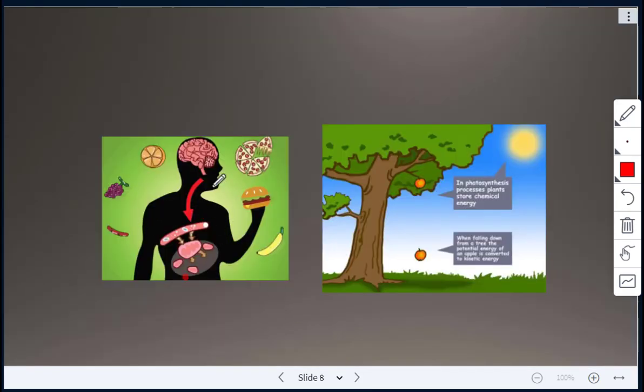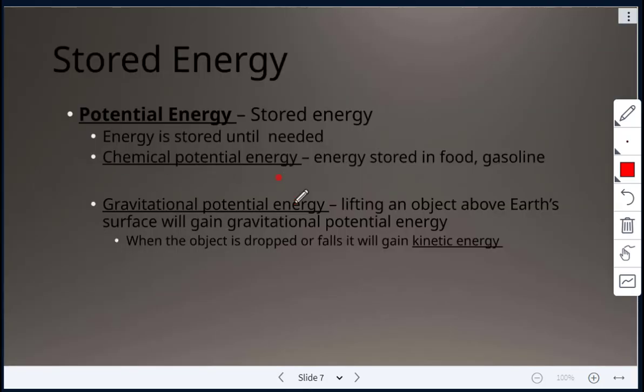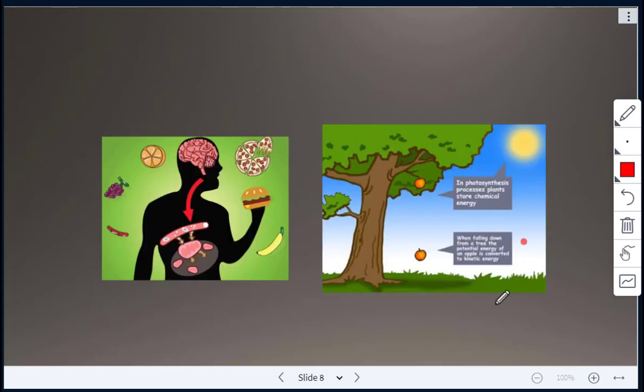All right, so for example, here we have the energy stored in foods. Those would be the example of chemical potential energy. And then here we have gravitational potential energy. We have an apple up here, but when it falls down, then it gains kinetic energy. So when it's up here, it has gravitational potential energy, and then it gets converted to kinetic energy when it falls. Keep in mind the apple also has stored chemical energy as well because it is a food source.